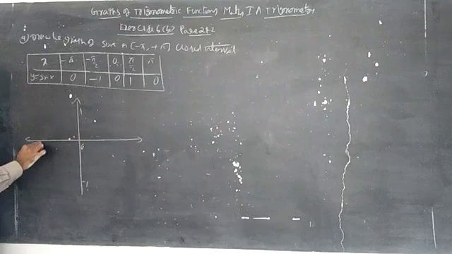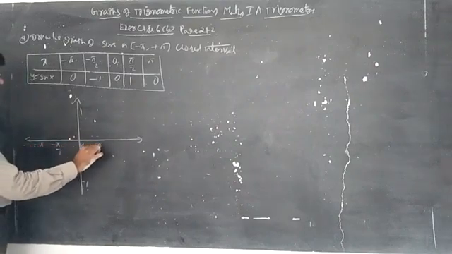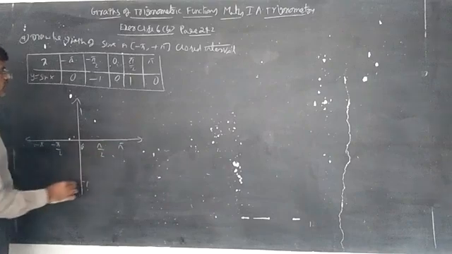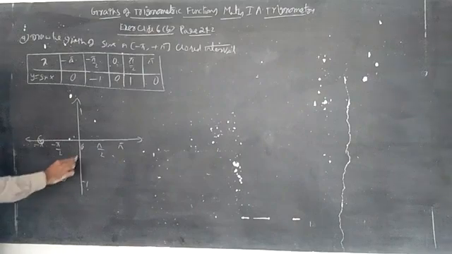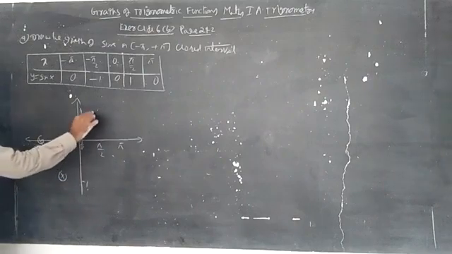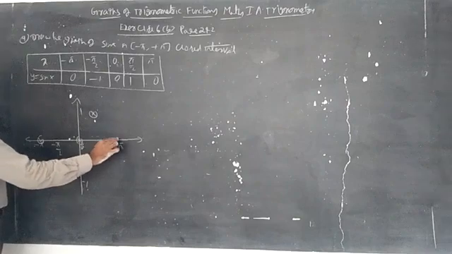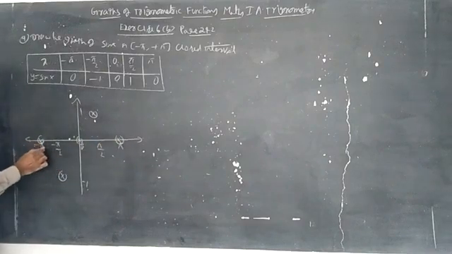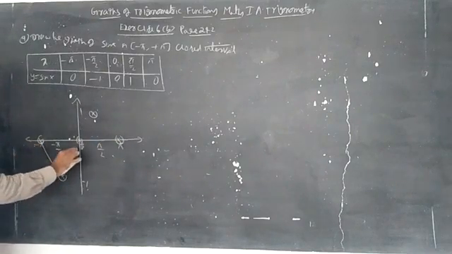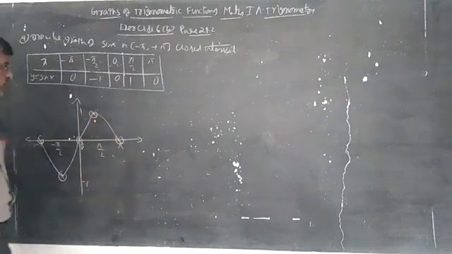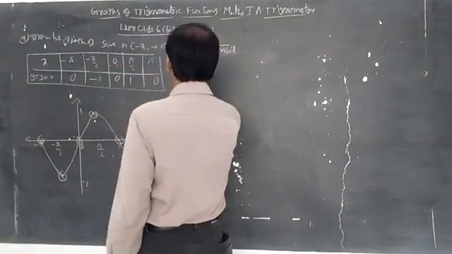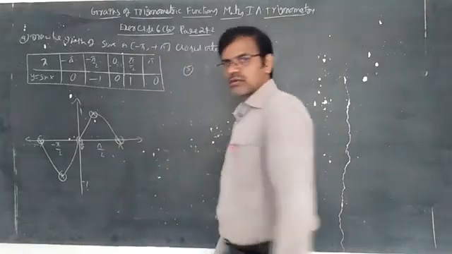From here we started at minus pi. This is minus pi by 2, this is pi by 2 and this is pi. For minus pi we got 0, put the symbol here. For minus pi by 2 this is minus 1, for 0 this is 0, this is 1 and again we got 0. This is the graph, a completely oscillating curve, an up and down curve.